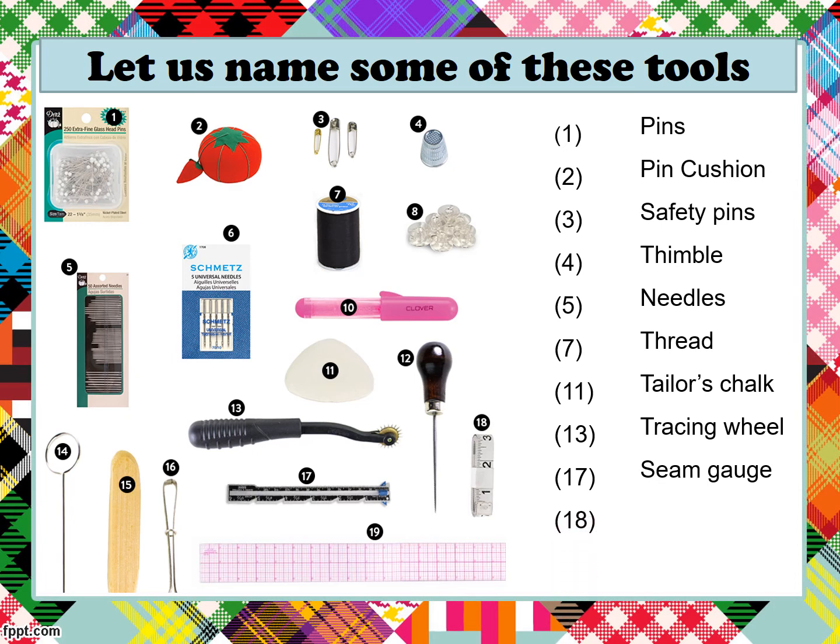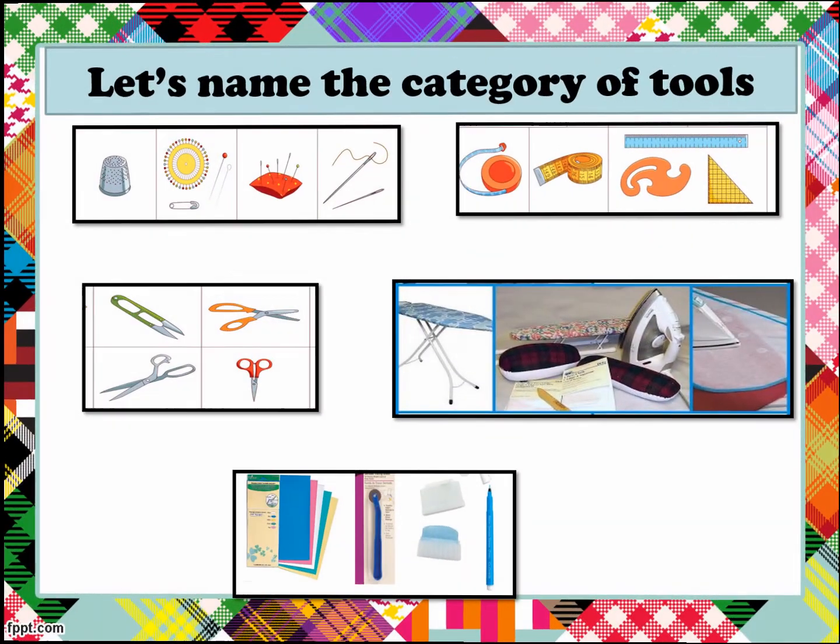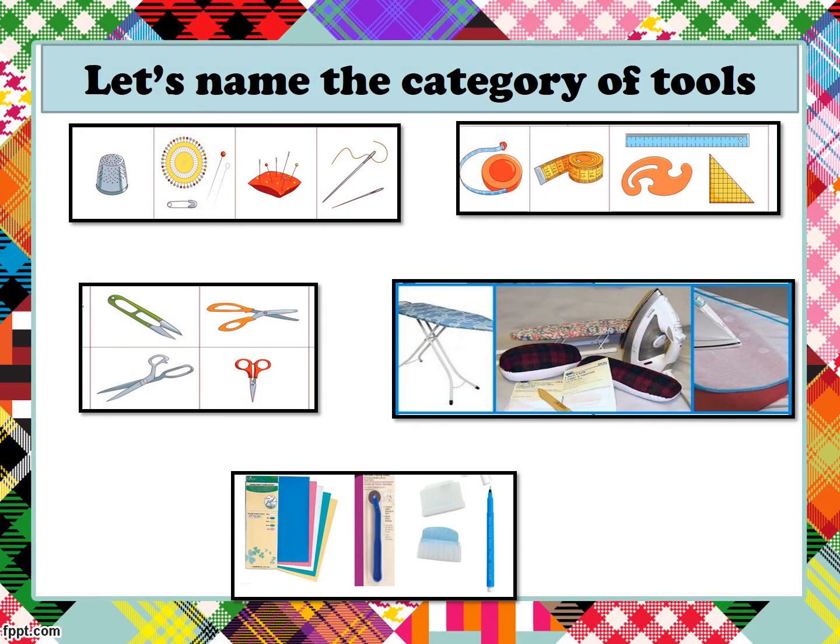We're going to look at number 18. What's number 18? Yes, it's a tape measure. And number 19. What's number 19, student? It is a ruler. Very good. Now we're going to look at the categories of tools. We have some tools here, and you are to name the category of these tools. So you're going to observe each of them individually, and then you're going to identify the category of the tool.